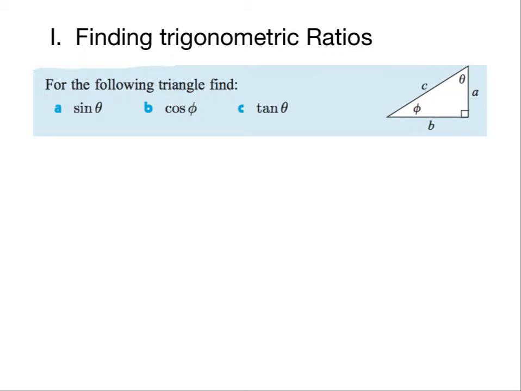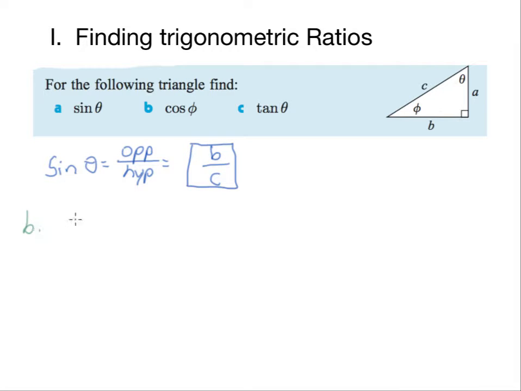In our first example, for the following triangle, we want to find, for part A, sine of theta. Recall that sine is equal to opposite divided by hypotenuse. So we look at our given triangle and identify our theta angle. Once we find theta, we find the leg opposite that angle. That will give us our opposite side, so in this case it's B. And the side opposite the right angle is always our hypotenuse. So our answer is B divided by C.